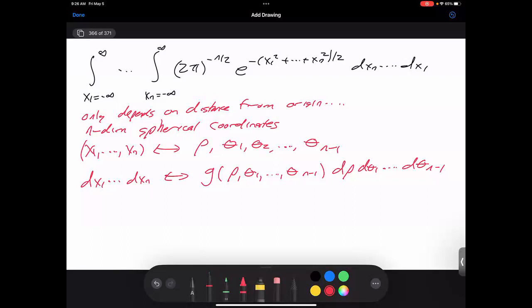So what's the units of d rho? You know, x1 through xn are all in meters. What's the units for the radius? Meters. Okay, so rho is in meters, but we've talked before, d theta is not in meters. What do I have to do to make d theta into meters?